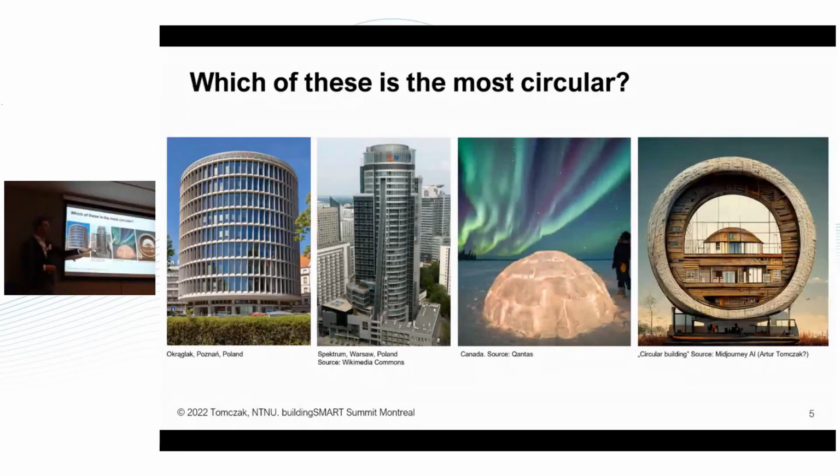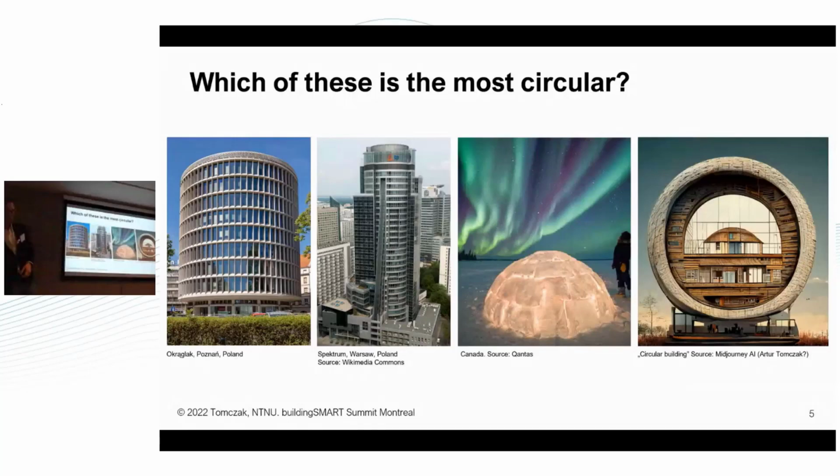And the last one is what I got when I asked the Midjourney AI algorithm to generate a circular building. But I think what makes it the most sustainable is that it doesn't exist. So this is also a good example.